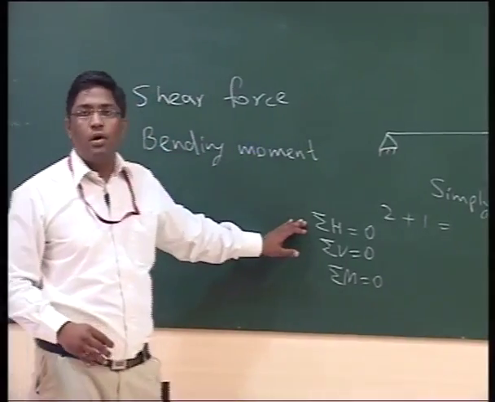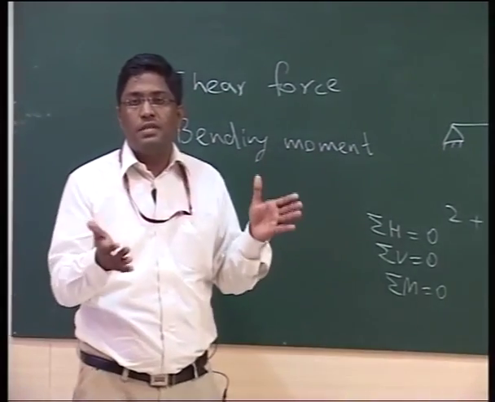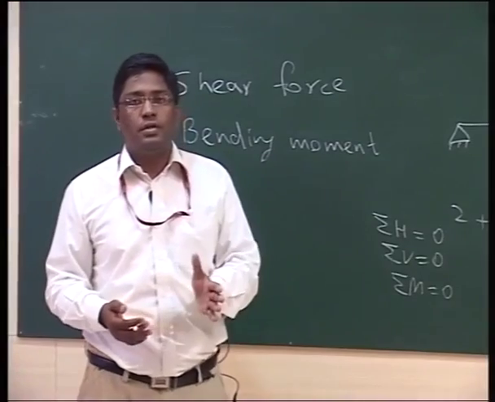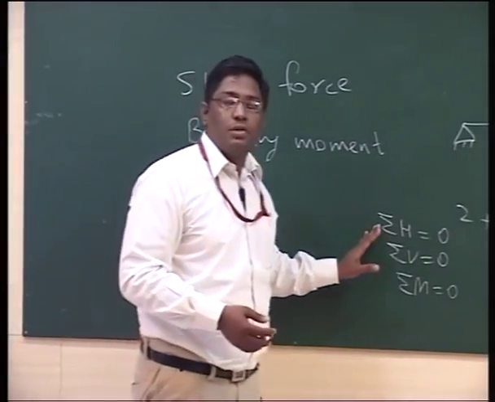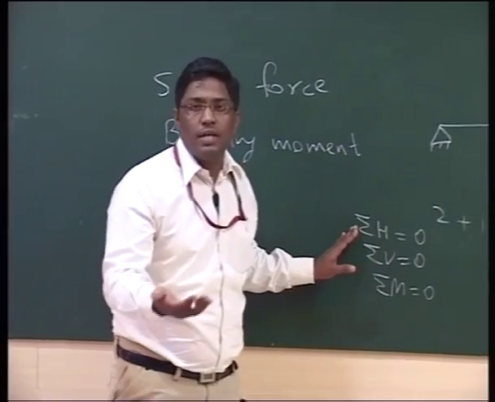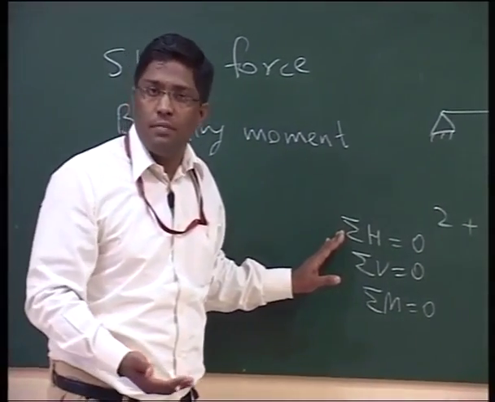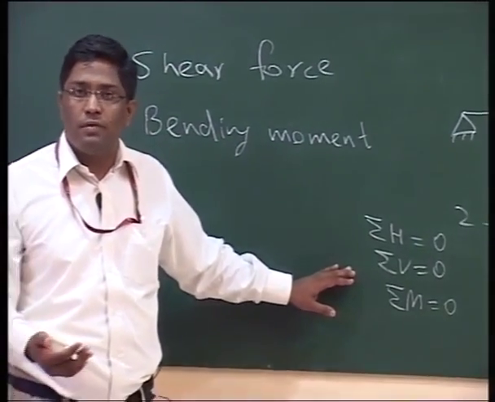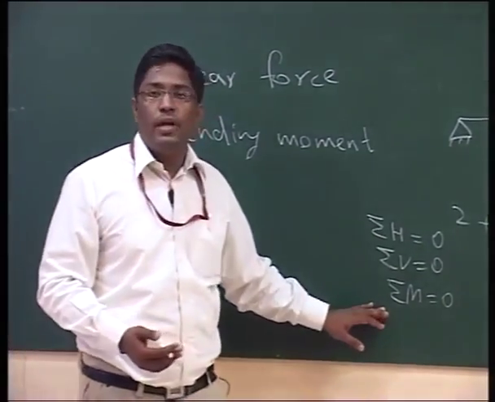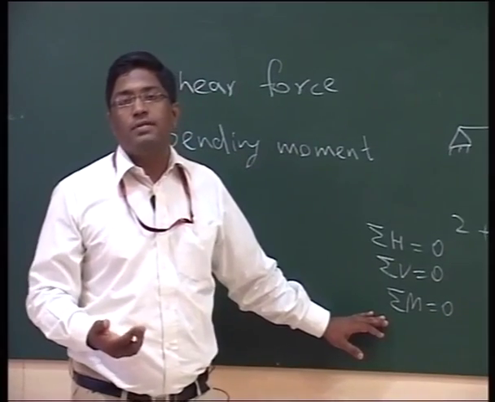this, that means all the horizontal forces. If the beam is in equilibrium, then all the horizontal forces will also be in equilibrium. That means the summation of all the horizontal forces, or the algebraic sum of all the horizontal forces, will be 0. In the same way, all the vertical forces will also be equal to 0, and the moment applied at any point will also be 0.